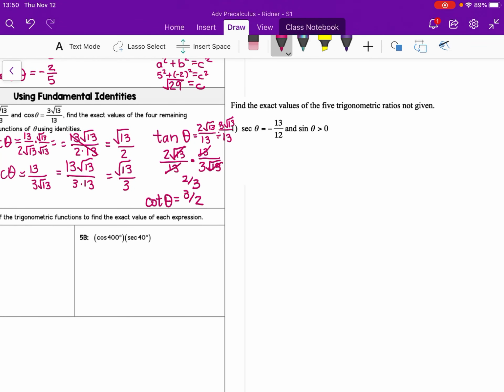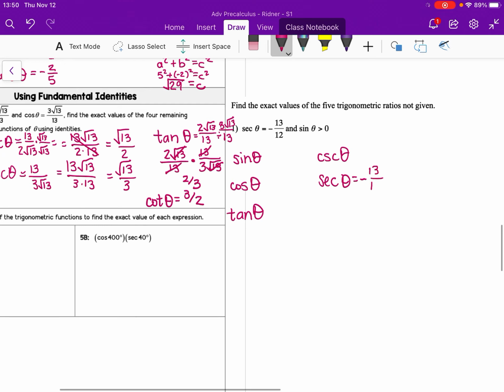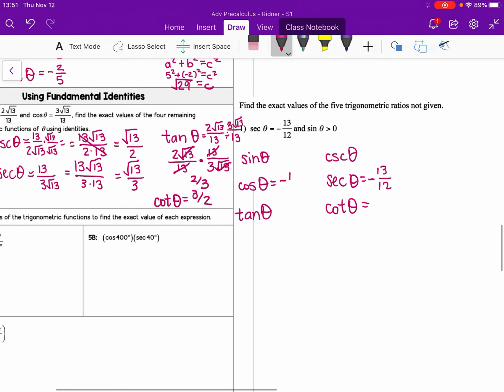So we want to find the exact values of all the rest of them. So we want sine, cosine, and tangent. And we want cosecant. We already know what secant is, but sometimes it's helpful to go ahead and write that down. And then cotangent. Okay, so if I know secant, then I know cosine, right? And then I have to use my brain here.